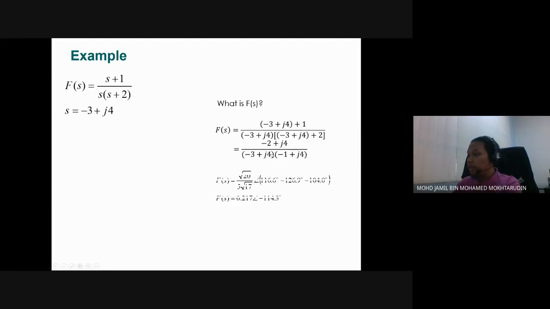So from here, you determine the magnitude of each of the poles and zeros. So first we look at the zero here. So the zero is equal to minus 2 plus j4. So to find the magnitude, basically you take the square root of sigma squared plus omega squared. So sigma squared you get 4.